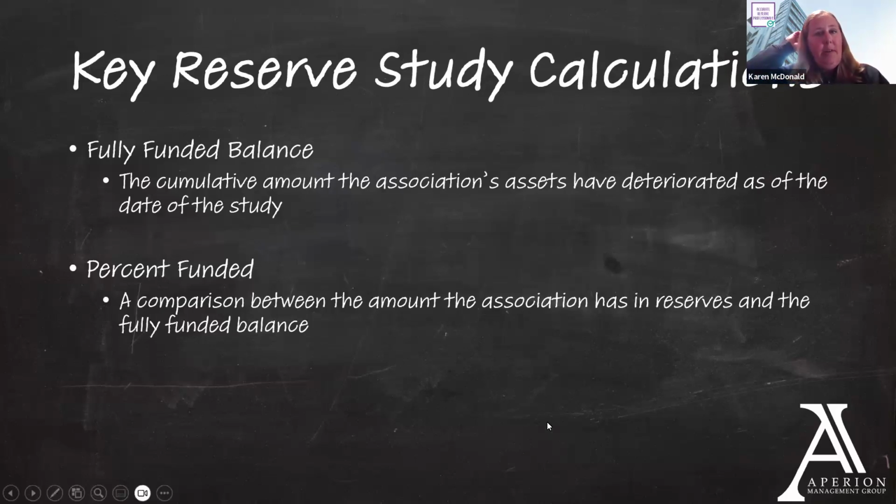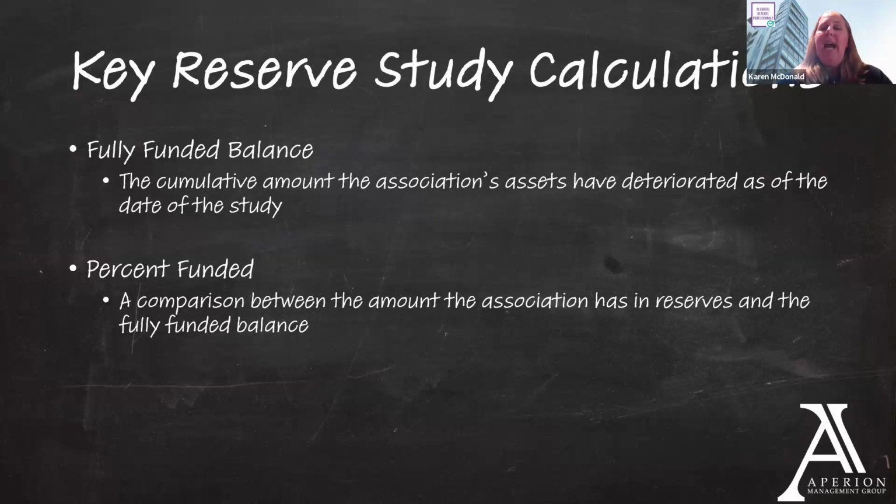So key reserve study calculations. Your reserve study is going to include a ton of numbers, but I'll touch on two of the most important ones that boards really tend to pay attention to. So the first one is the fully funded balance. Most times people look at the reserve study and they see the fully funded balance number on there, and it's a huge number. Usually it's hundreds of thousands of dollars, if not into the millions, if you are a large community. And the person reading the reserve study thinks, okay, the fully funded balance is the amount it would cost to replace everything, which kind of makes sense, right? But that's not actually how the reserve study works.